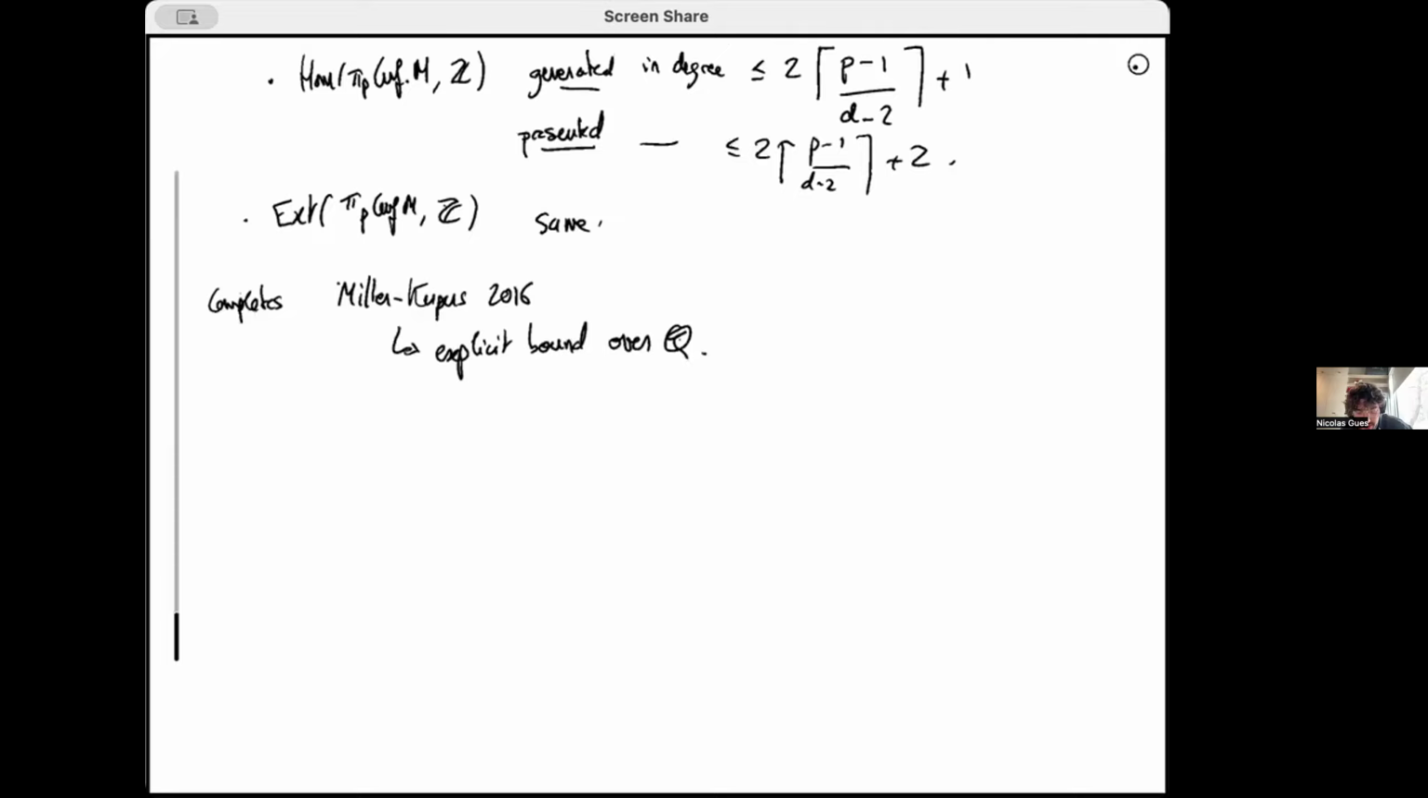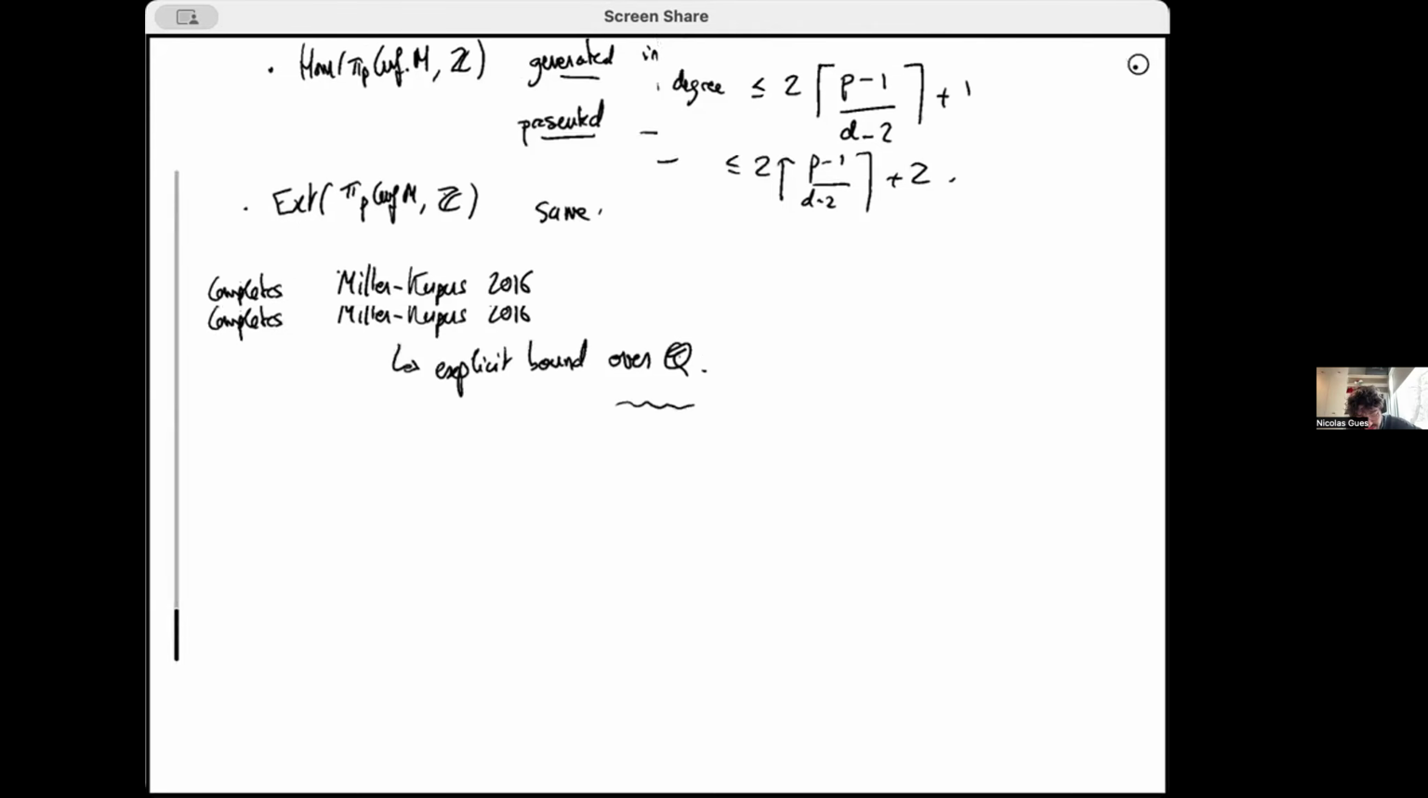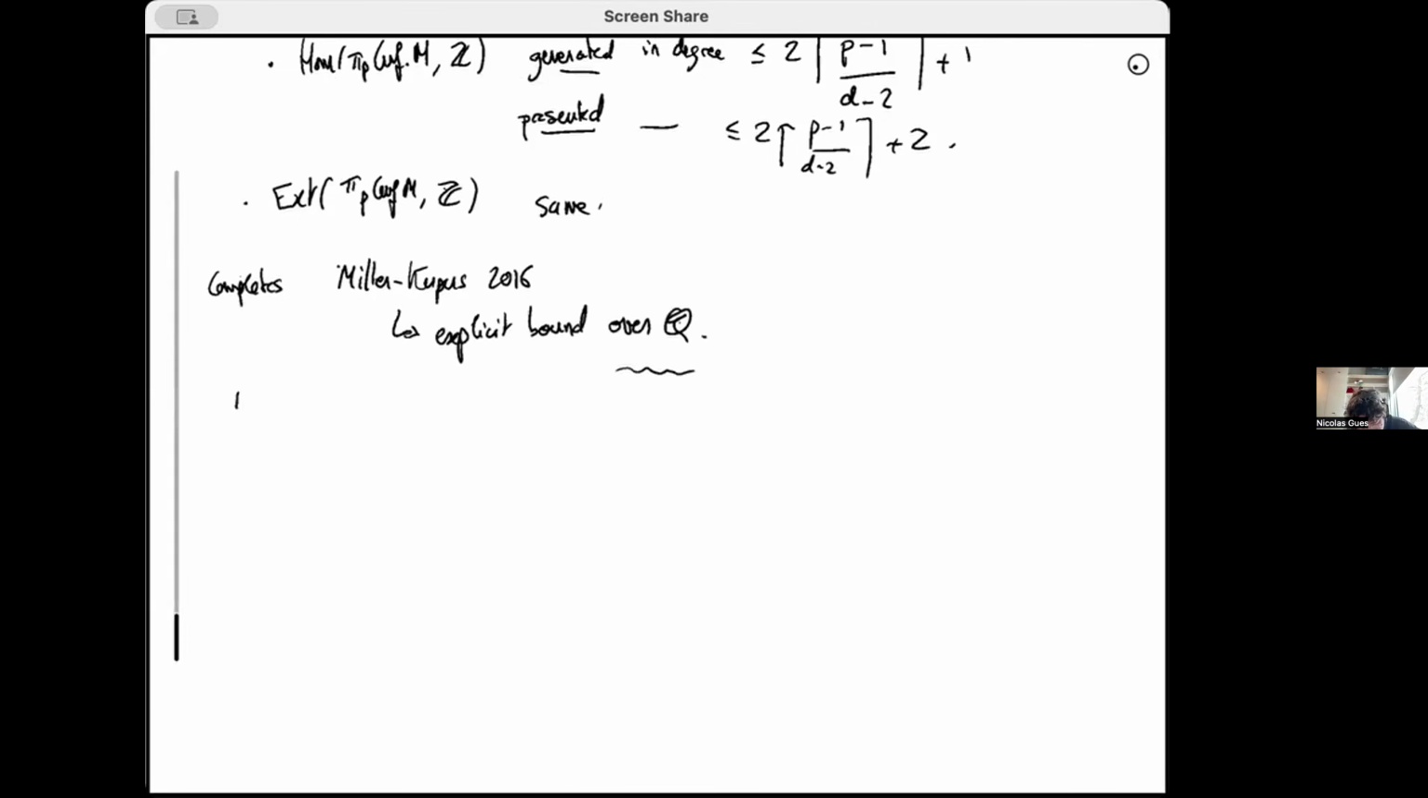So far I talked about representation stability, and the name of my talk was a homotopy-theoretic approach to representation stability, and there's not much homotopy theory here for now, so now I'm starting to explain why we're doing a homotopy-theoretic approach to prove this. So the idea is the following.